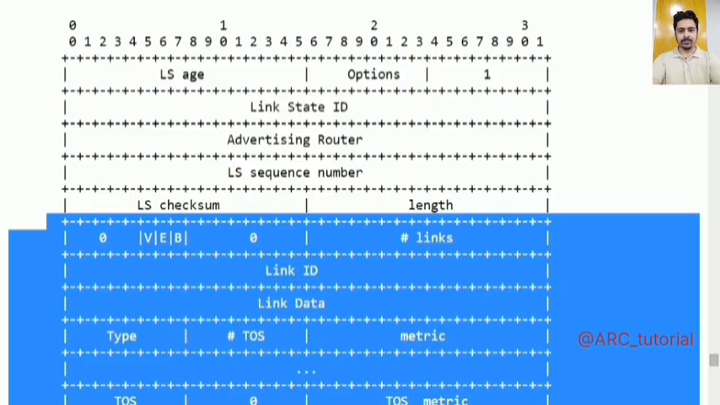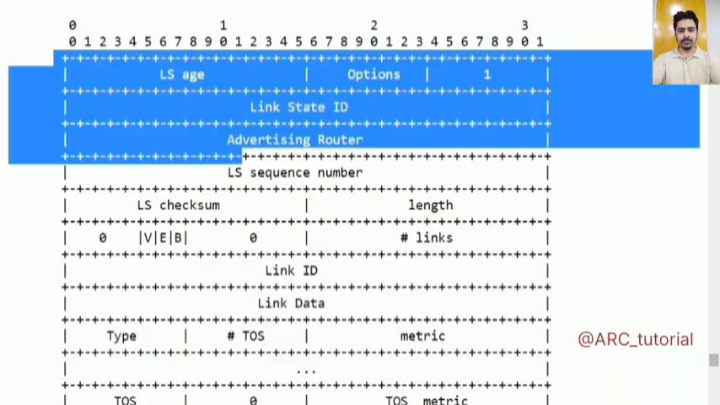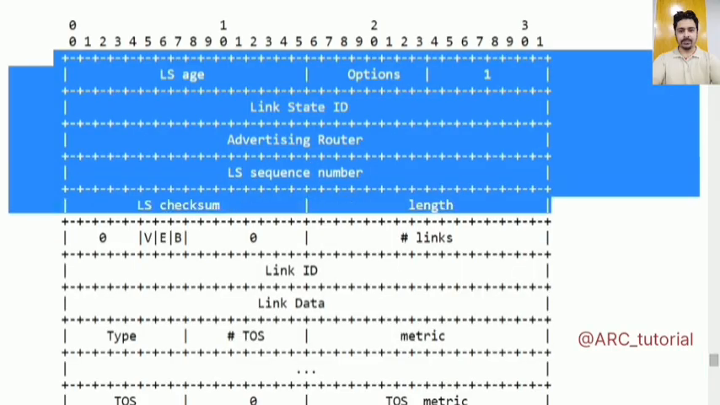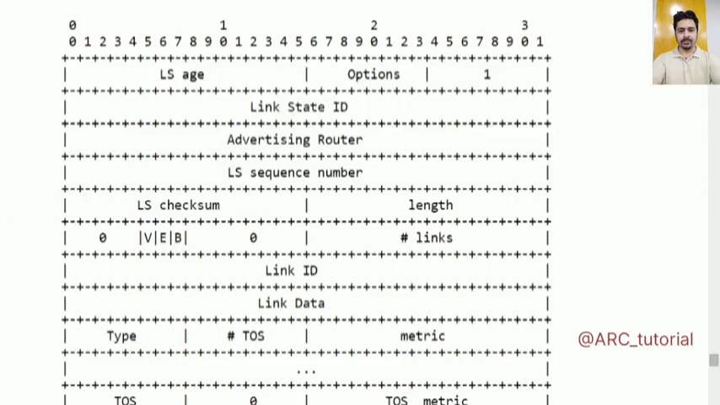So in router LSA, as you can see, the first 20 bytes are still common, and then after that you have some flags here like V, E, B. V says that it is the endpoint of a virtual link. E says it is an ASBR. B says that it is an ABR.